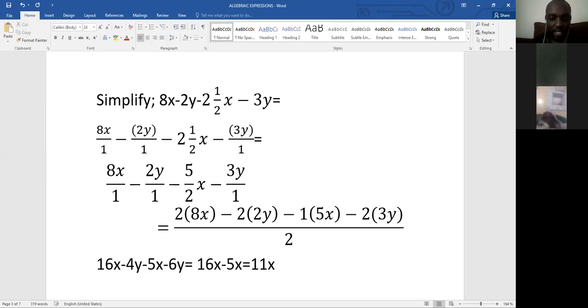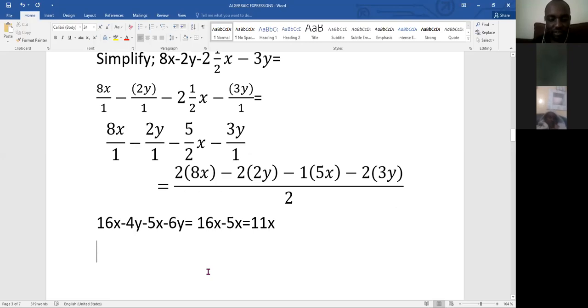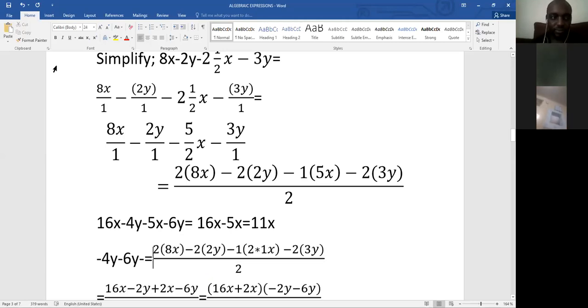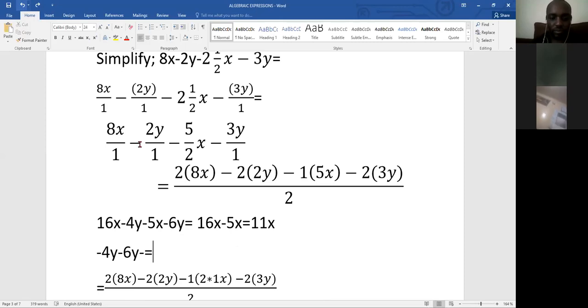Then you can come here and you take the y's, minus negative 4y, minus 6y, negative 4 minus 6. The answer there is negative 10. Negative 4y minus 6y, the answer is minus 10y. So the answer becomes 11x minus 10y. So this is how we do it.